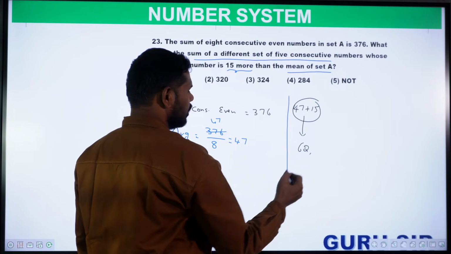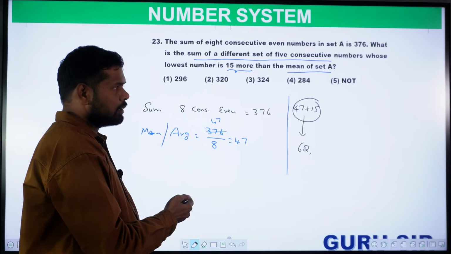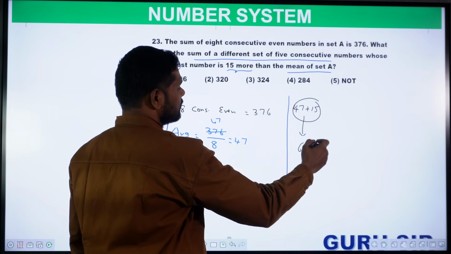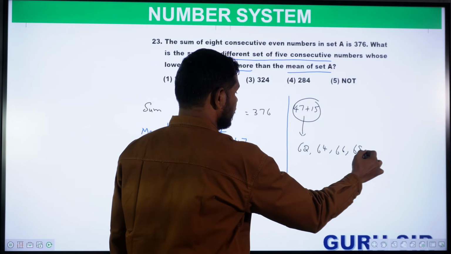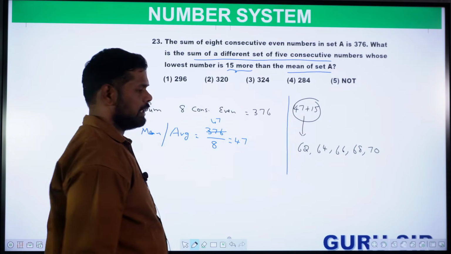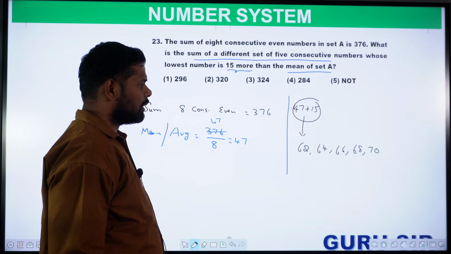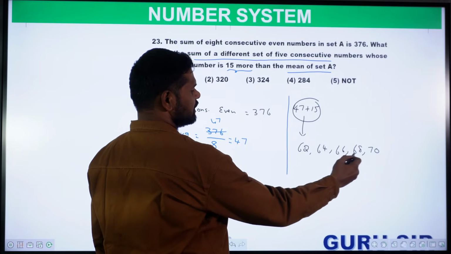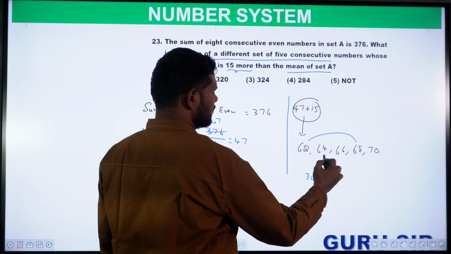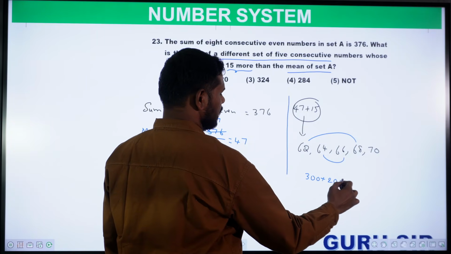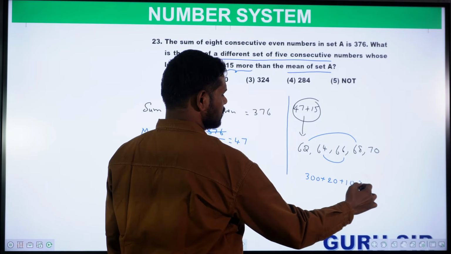62 is the lowest number. Then 5 consecutive even numbers means after that 64, 66, 68 and 70. Clear? Now the sum of all this: 60, 60, 60, 60 is 300, 2 plus 8 is 10, 6 plus 4 is 10, that is 20. Again that 70 is greater than 30. So the sum is 330.